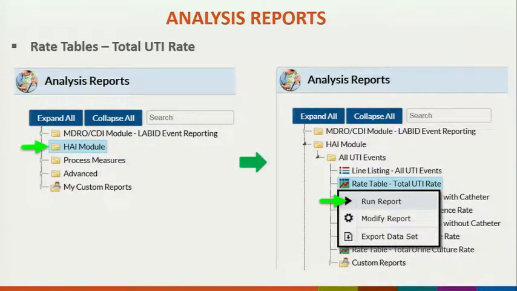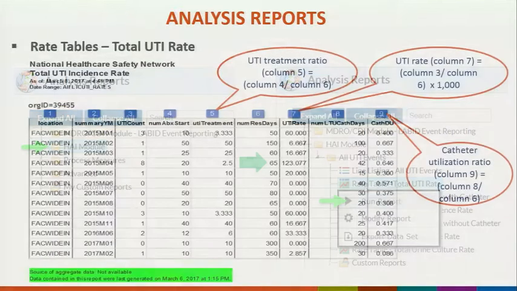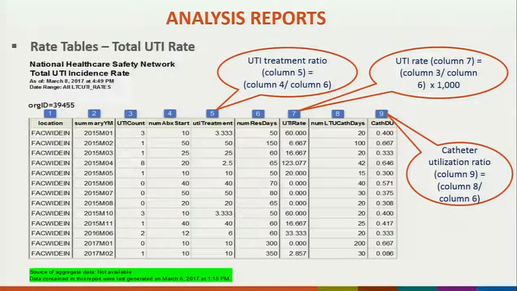The final rate table that I would like to present is the all UTI events rate table. And for this one, we would go to the HAI module and to our all UTI and click on Run Report under the rate table.